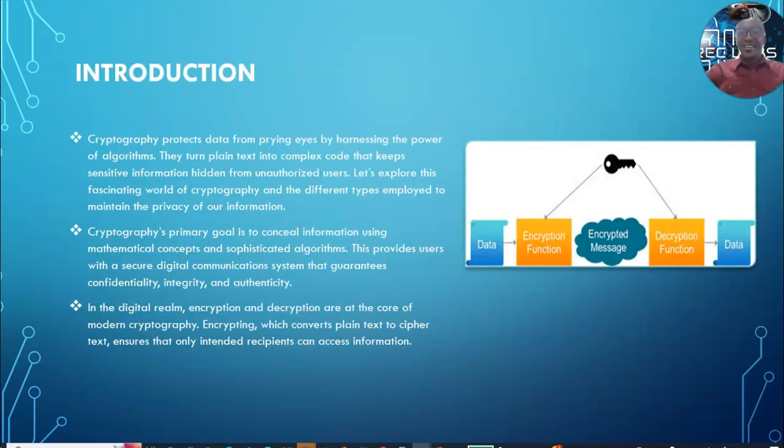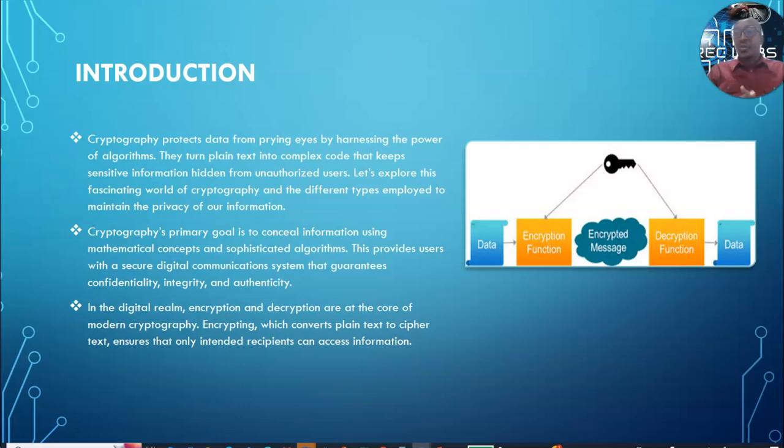So ideally, cryptography is a way of protecting data from prying eyes. You want to ensure that you're providing the encryption of the plain text of your data before transmitting, and also if you have data at rest, you're implementing those cryptographic algorithms to secure your data at rest. So we always say that cryptography's primary goal is to conceal information using mathematical concepts, and these algorithms provide users with a secure digital communication system that guarantees confidentiality, integrity, and authentication. And these are part of the CIA model.